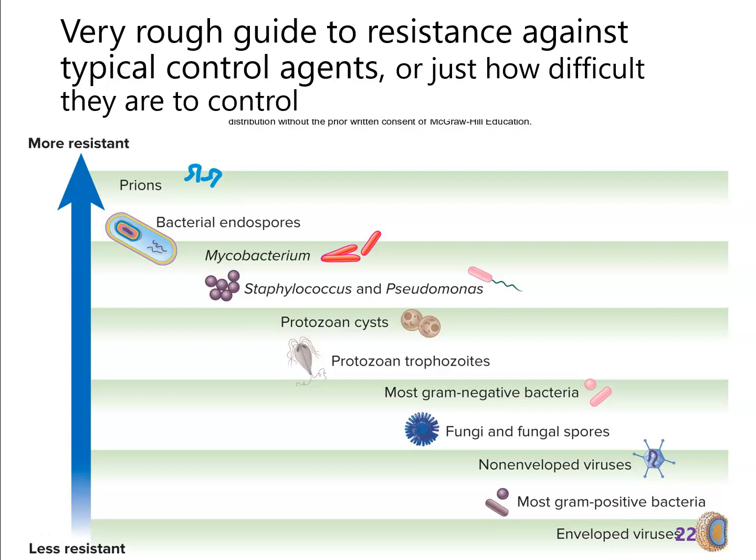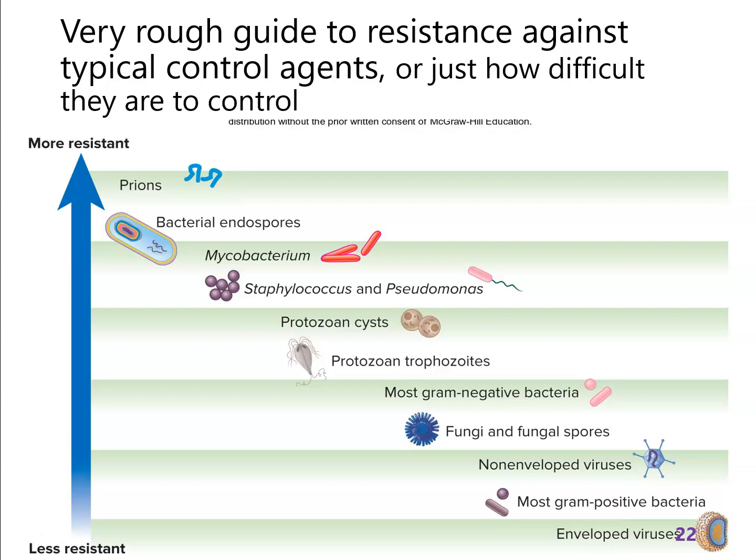The last thing I want you to look at before we jump into the actual physical and chemical methods of microbial control is a slide that orders for you roughly how resistant different things are to these techniques. And this is a really rough guide because different organisms are going to have different sensitivities. But what this should be considered as is how challenging are these things to remove from the environment? How much do we have to think about?